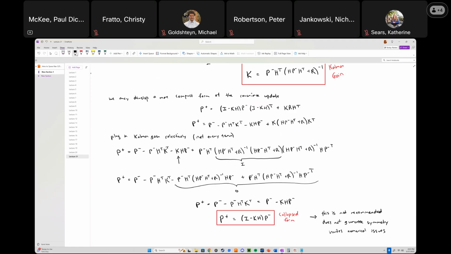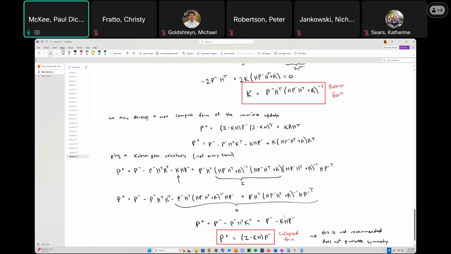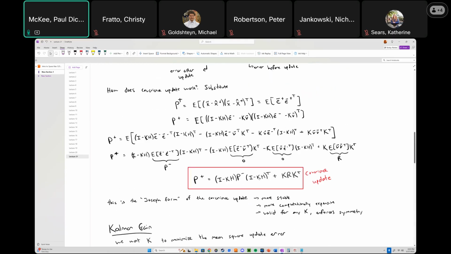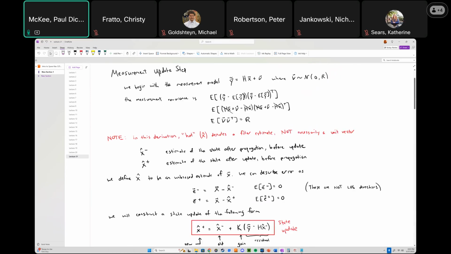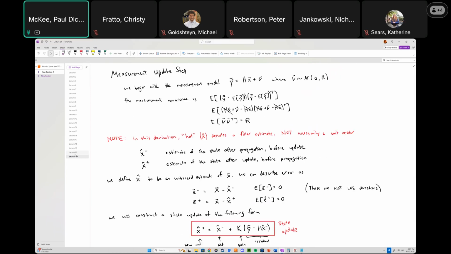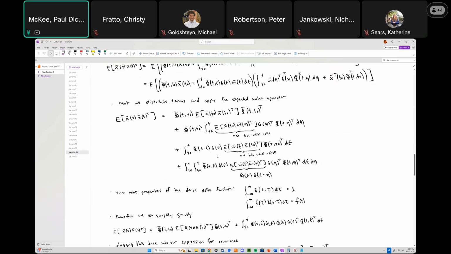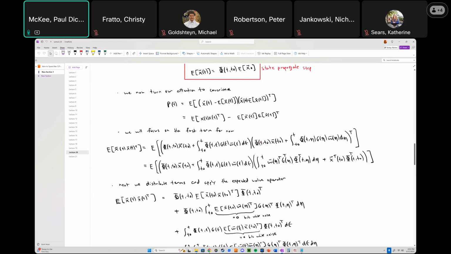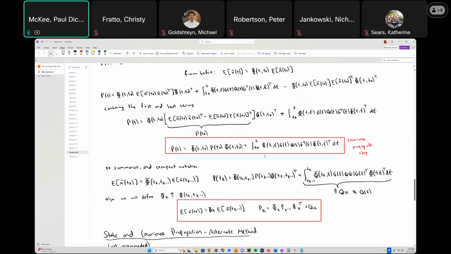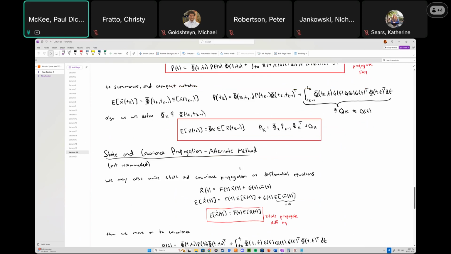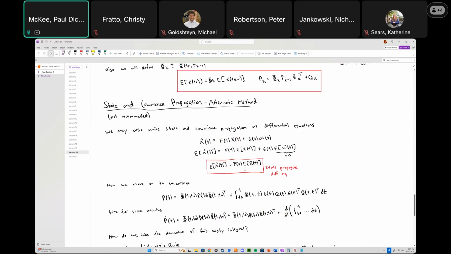Okay, so now we have our Kalman gain, we've got the collapsed form of our covariance update, we've got the Joseph form of our covariance update, we've got our state update. All of this is built on the back of being able to propagate our state and propagate our covariance. So we have those equations. So we have everything we need to assemble our Kalman filter.